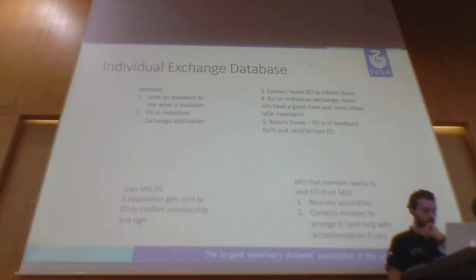What you do is you look on the database, which I'll show you in a minute. You then fill in an individual exchange application, and you send this to your EO of your country, your exchange officer. They will then sign it to confirm that you are indeed a member of IVSA, and they will send it to the country of your choosing, or multiple countries if you're looking around. They will then receive the application, and they might contact you to see if they need more information, or they'll just have a look around and see what they can find for you. They will then contact you back, saying, we found these placements for you.